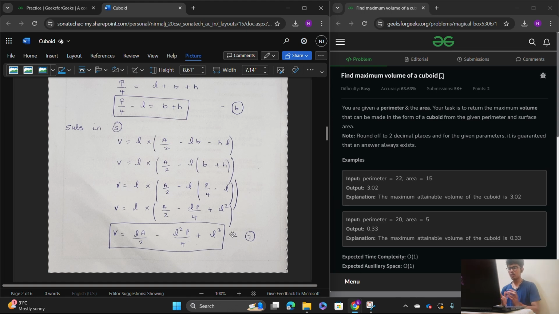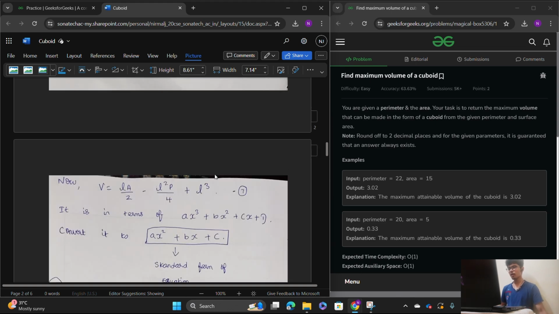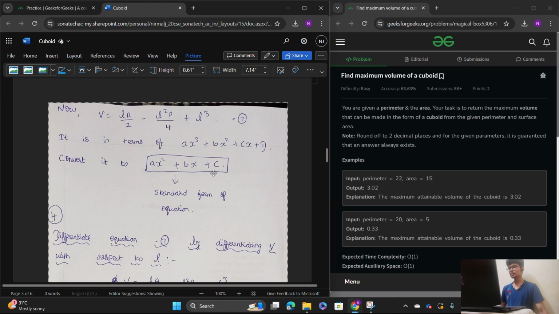After I got my seventh equation, you can see it is in the form of ax cube plus bx square plus cx plus d. It is a polynomial equation. I need to form a quadratic equation from this, because to get to the standard form of equation, it should be like ax square plus bx plus c.